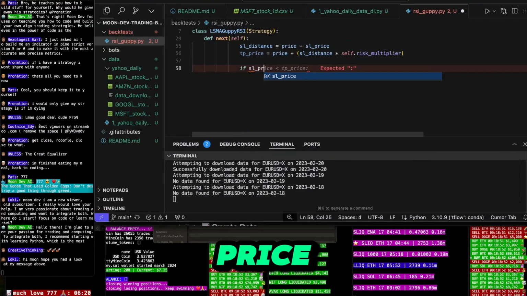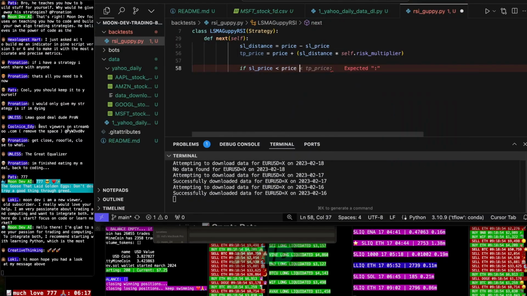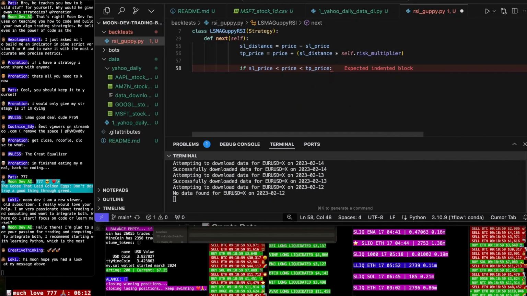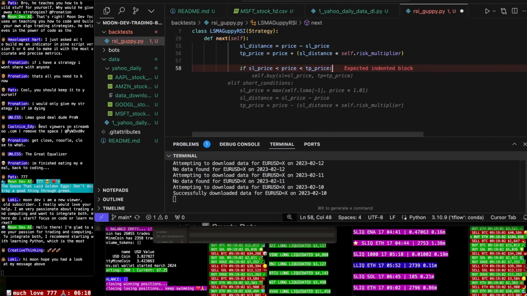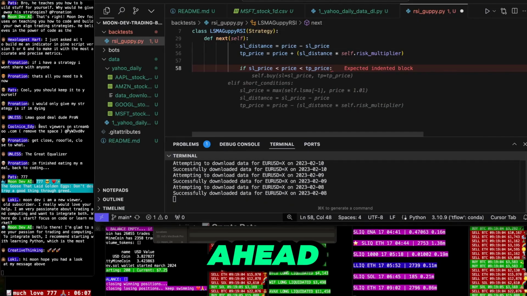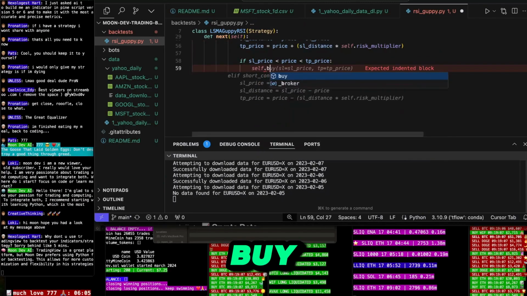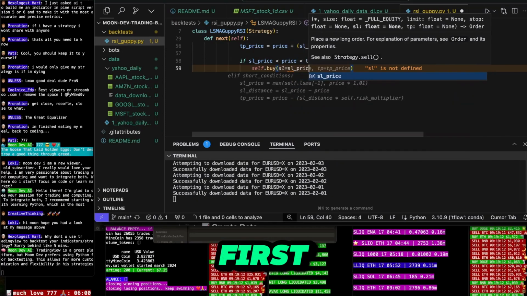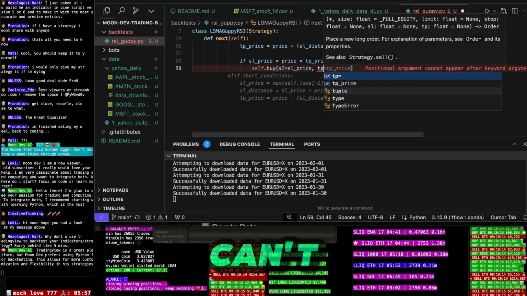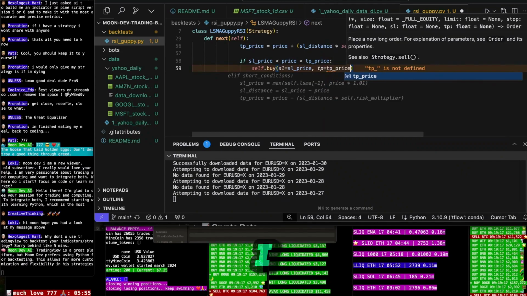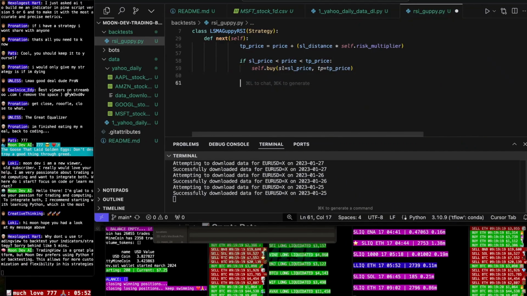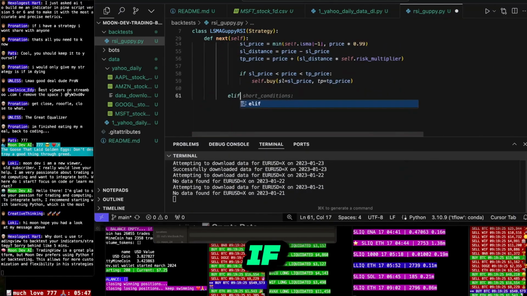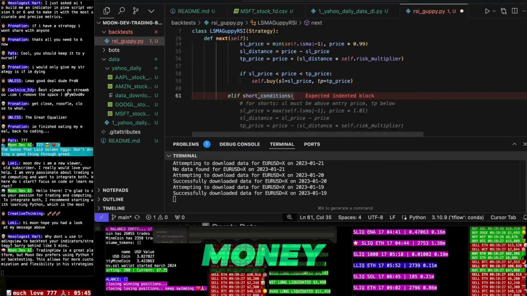So if SL price is under price and under TP price, then we're going to go ahead and say self.buy. So we're actually sending in the buy to the backtest. And remember, backtesting is the first step. You got to earn the right to build a bot, dude. You can't just build a bot off rip, dude. I would never show you that because it's just not the way, I promise. I did the same thing, dude. You want to just build it right away. Why would you build a bot if it doesn't work? Why would you build a bot to lose money?